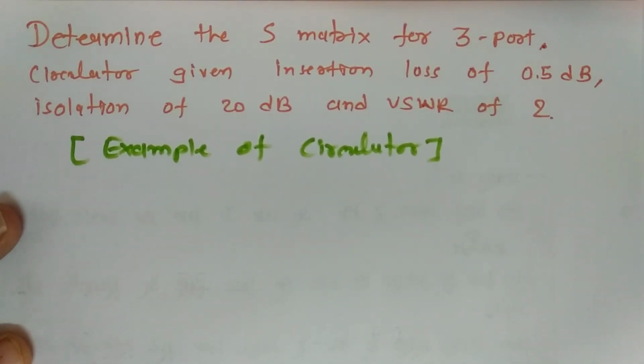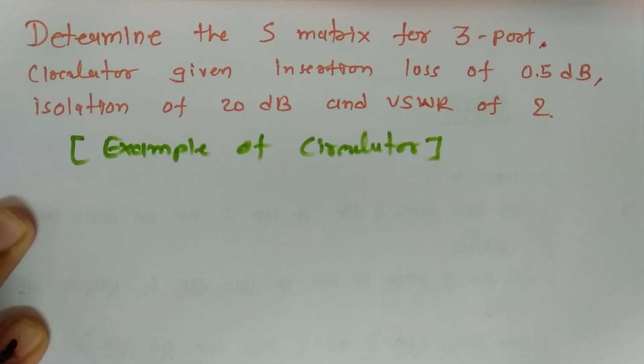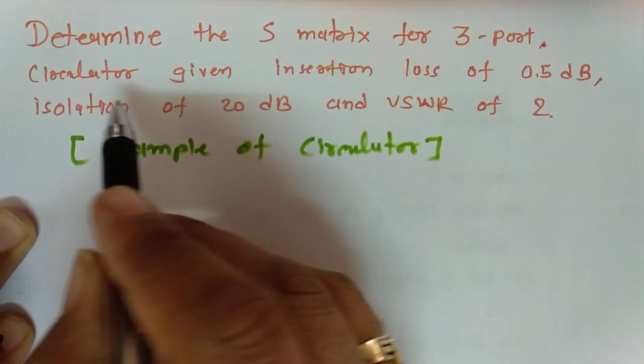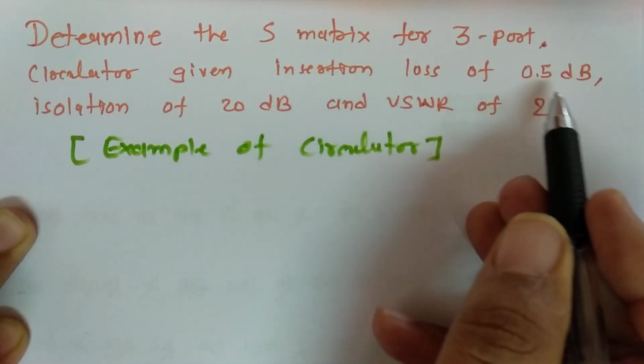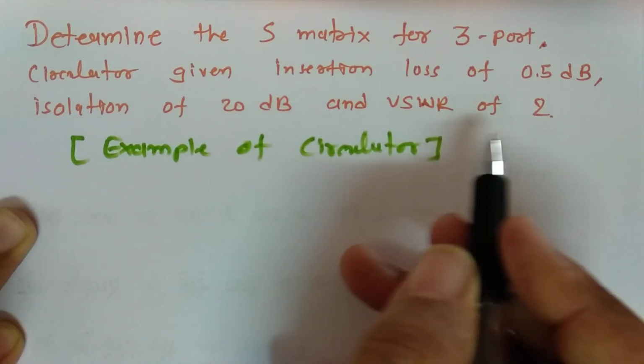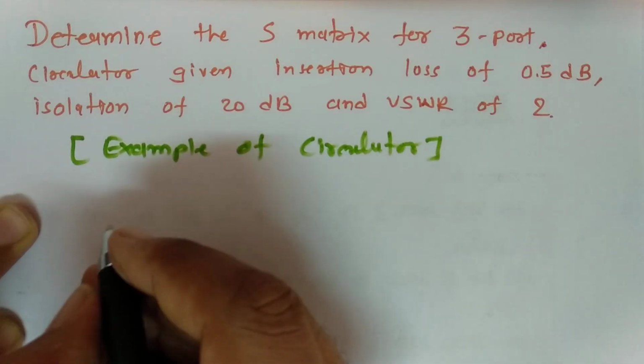In this session, I'll explain the scattering matrix of a three-port circulator, and that is what we are dealing with to calculate based on given data. So here the question is: determine the scattering matrix for a three-port circulator where insertion loss is 0.5 dB, isolation is 20 dB and VSWR is 2.